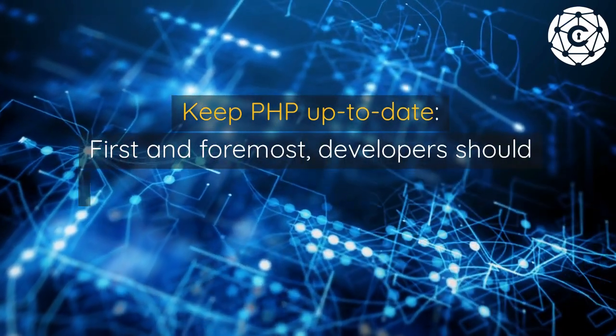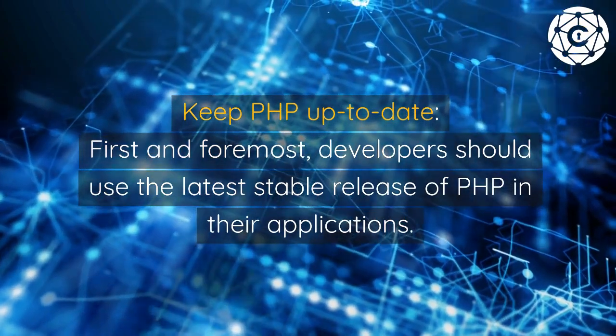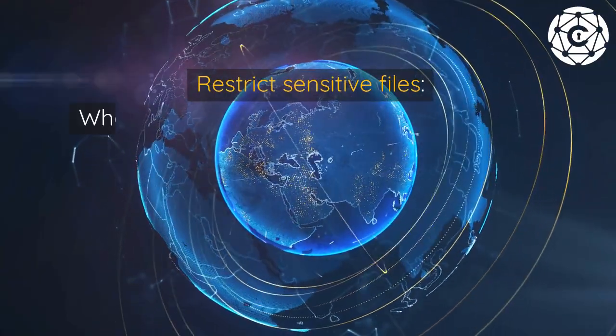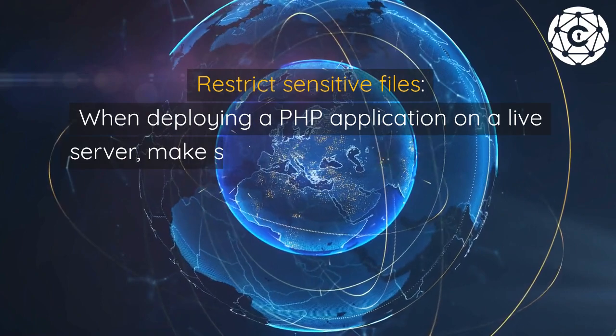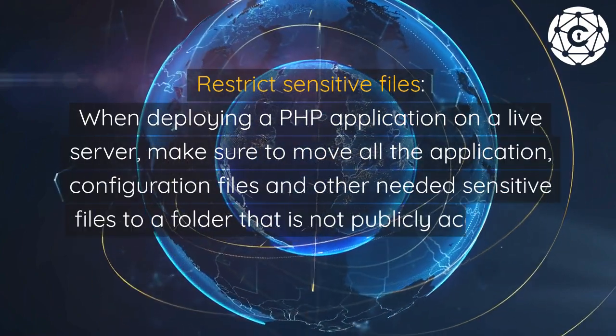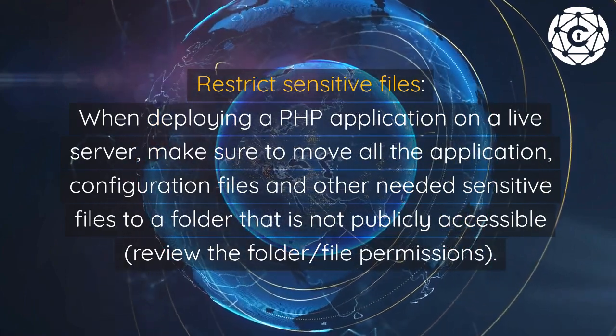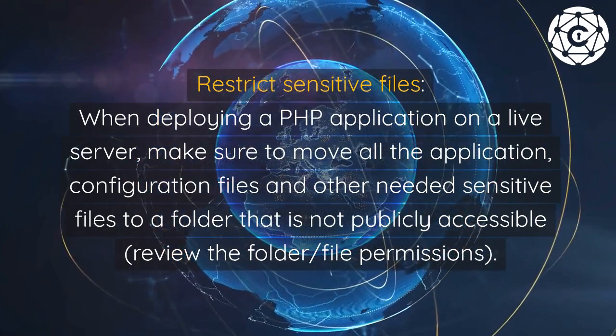First and foremost, developers should use the latest stable release of PHP in their applications. Restrict sensitive files. When deploying a PHP application on a live server, make sure to move all the application, configuration files and other needed sensitive files to a folder that is not publicly accessible. Review the folder file permissions.